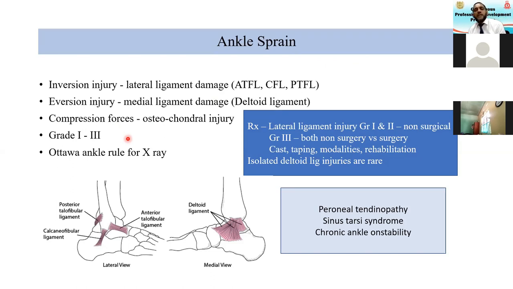For grade 3 injuries, both non-surgical and surgical management can be done, with casting, taping modalities and rehabilitation. It is important to know whether an athlete with an ankle sprain has to go for an X-ray. So the Ottawa ankle rule, where you look for tenderness at the posterior margin of the medial malleolus and lateral malleolus, the navicular bone, and the base of the fifth metatarsal, or if the patient cannot take 3-4 steps, is an indication for an X-ray in an ankle sprain. This condition can also be associated with peroneal tendinopathy, sinus tarsi syndrome, and chronic ankle instability.